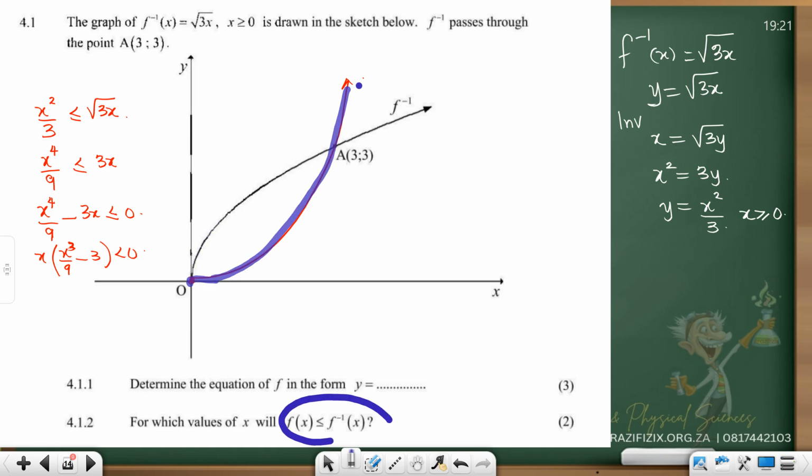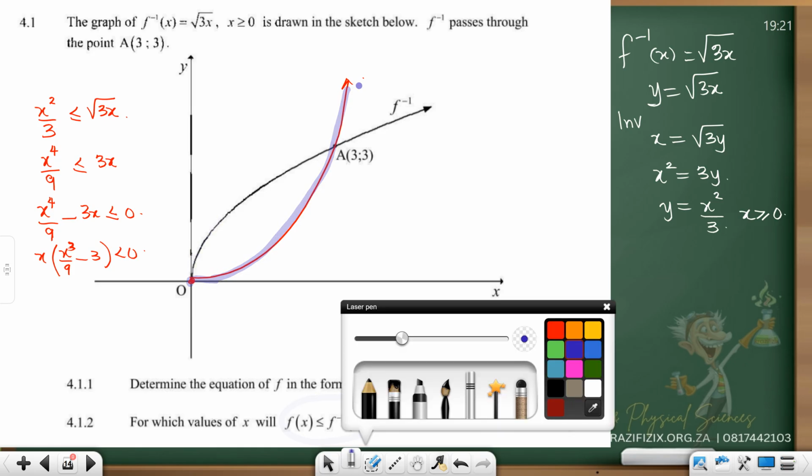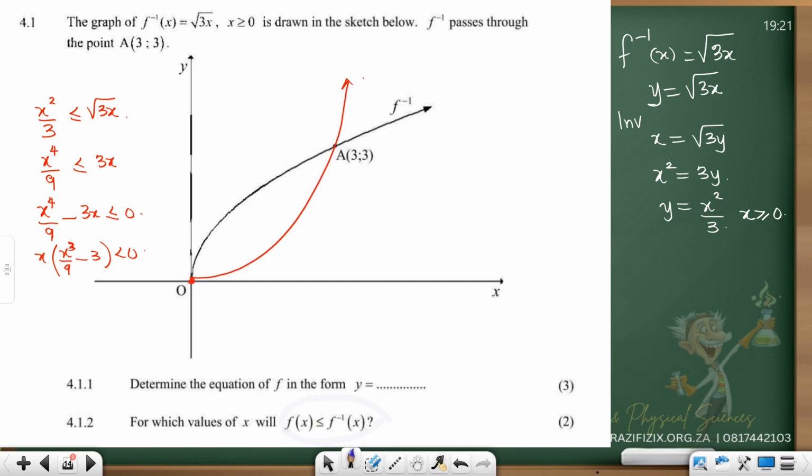So you can see here the graph of f of x. Which one is f of x? The red one, right? So this is where we're looking at f of x, and this is the inverse. So where is f of x below? It's between 0 and 3. And they said also equal to. They are equal at those points. Case closed.